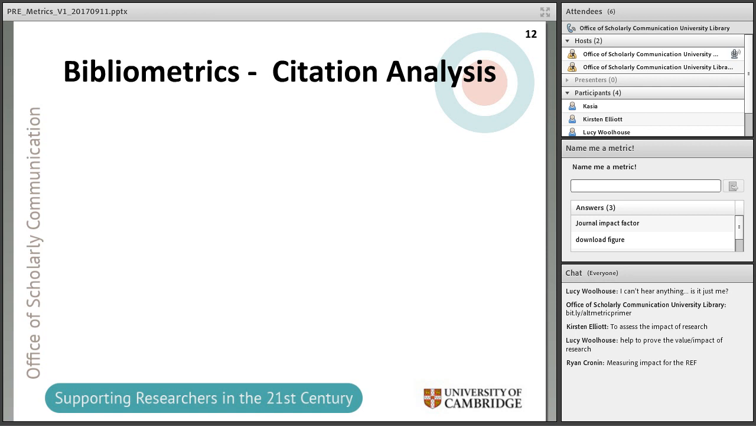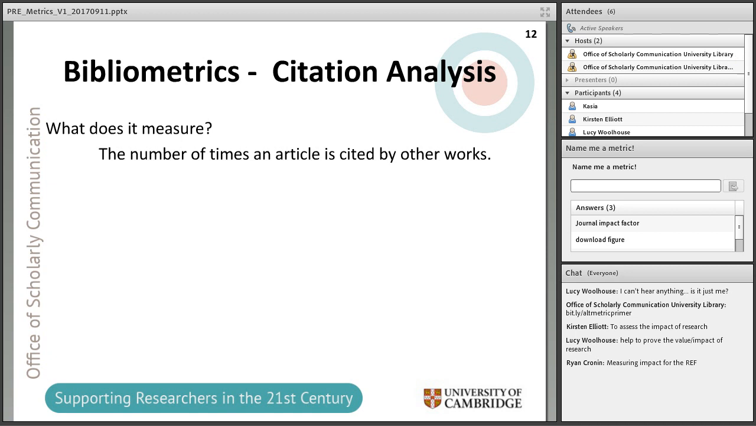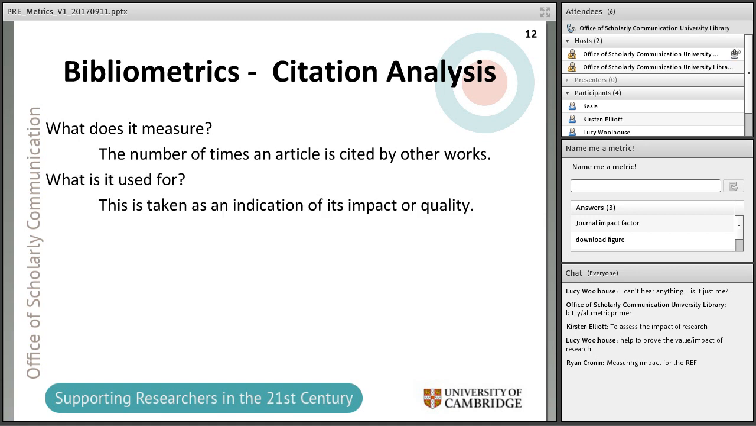So this might be something you're a bit more familiar with. It's a little less complicated than things like the impact factor and the eigenfactor. So what does it measure? It's basically the number of times an article is cited by others. And it's used as a kind of indication of the researcher's quality or impact. So, straightforward: if people read it and cite it, then it must be good. And if they do it lots, it must be really good. And it's calculated simply by counting the citations.